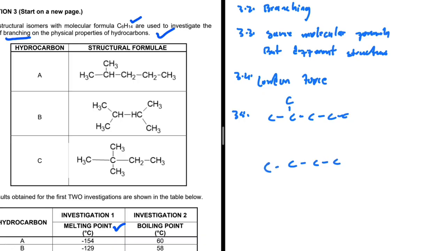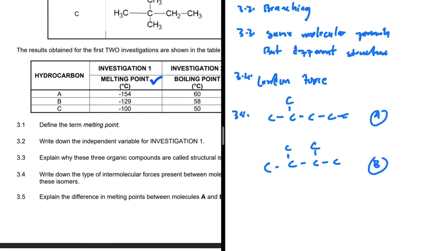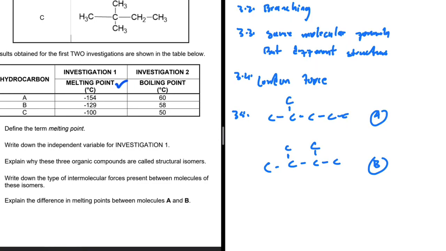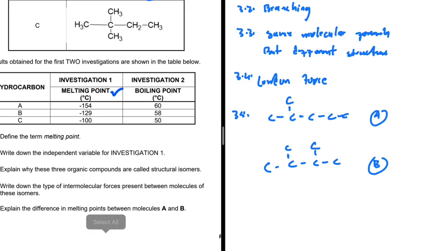Okay, so let's find our longest chain here because it seems like there's a lot going on. Let's take these as our longest chain. If we take that as our longest chain, then we have 2 branches there. Okay, so take a look at compound A and take a look at compound B. How do they differ? We're supposed to explain the difference in melting points between A and B. You can see that B is more branched.